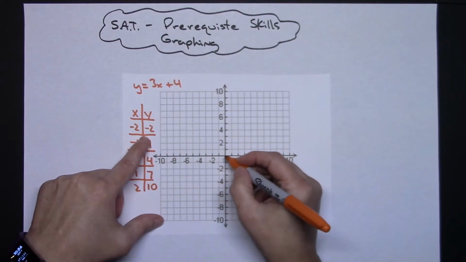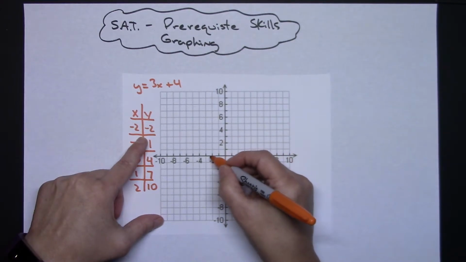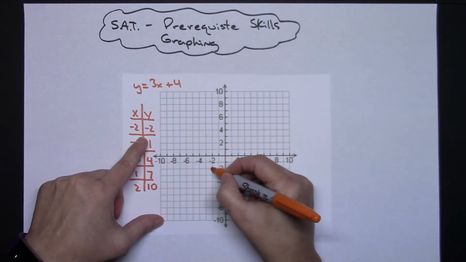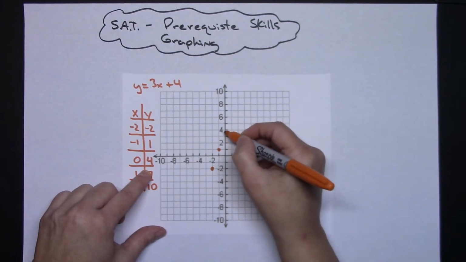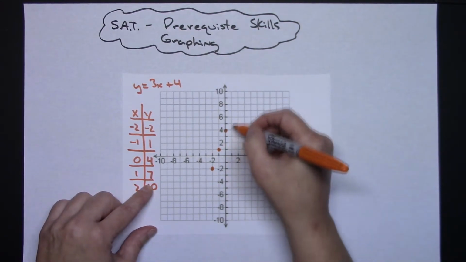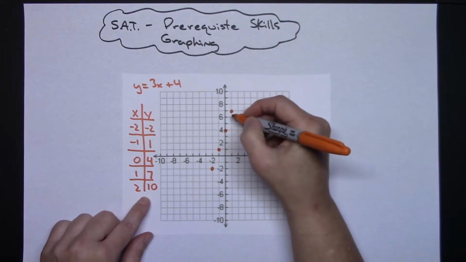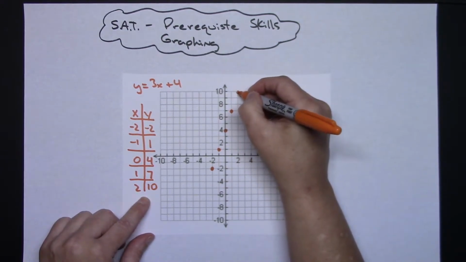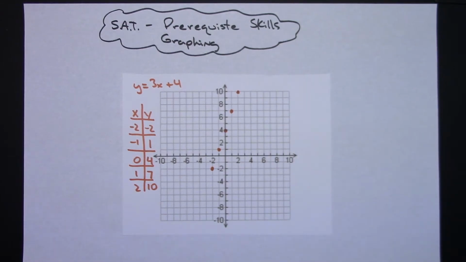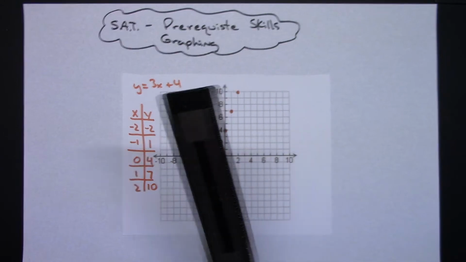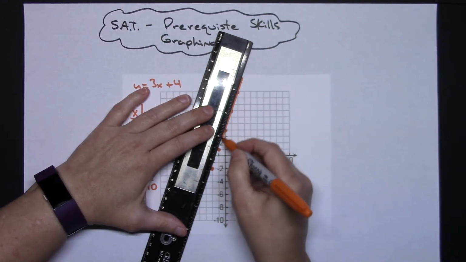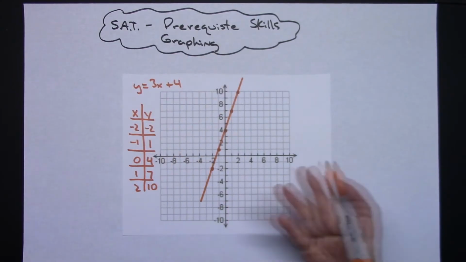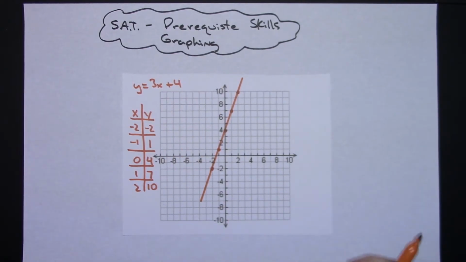So just real quickly, let's go ahead and plot that at -2, -2, and then -1, 1, 0, 4, 1, 7, and 2, 10. Alright, and as we can see there, that's my linear equation. And let's go ahead and get a ruler out so that I'm kind of straight on this. As a prerequisite skill, they would expect you to be able to graph any type of linear equation.